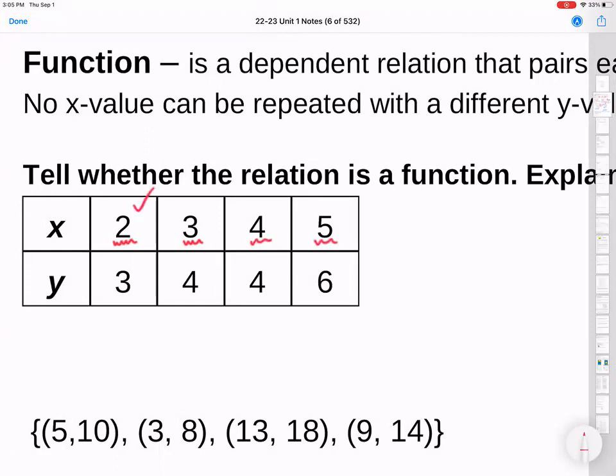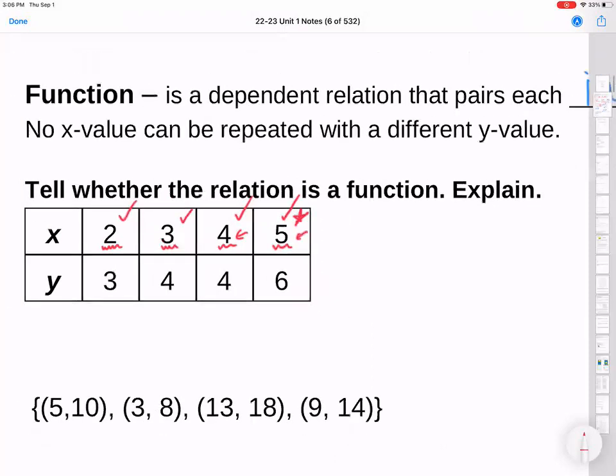Now we move on to the next number, 3. We don't see 3 repeat here or here, so this guy is okay. And then we get to 4. Well, we don't see any other repeats for 4. So this guy is okay. And then 5 is also alone. So there are 0 repeats, and you do have to confirm that for every single x value. Now, the answer to this then is yes, this is a function.